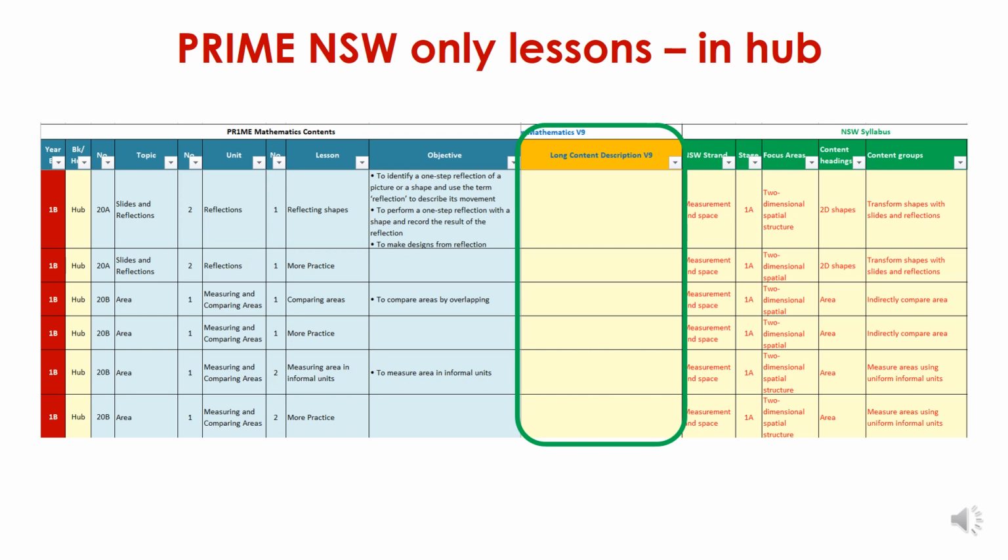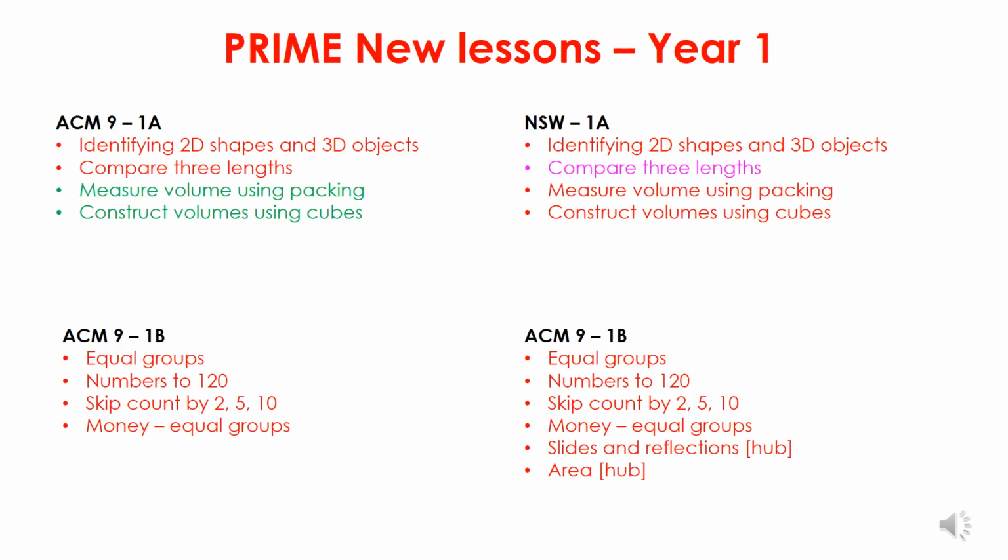In a few cases, there are some new New South Wales lessons that are included in the hub because they are not in the Australian curriculum at this level. For instance, in Year 1, New South Wales introduces slides and reflections and area, but these topics are not introduced until much later in the Australian curriculum. These are the new lessons for Year 1. If they are the same colour, they are on year level for both the Australian curriculum and the New South Wales syllabus.